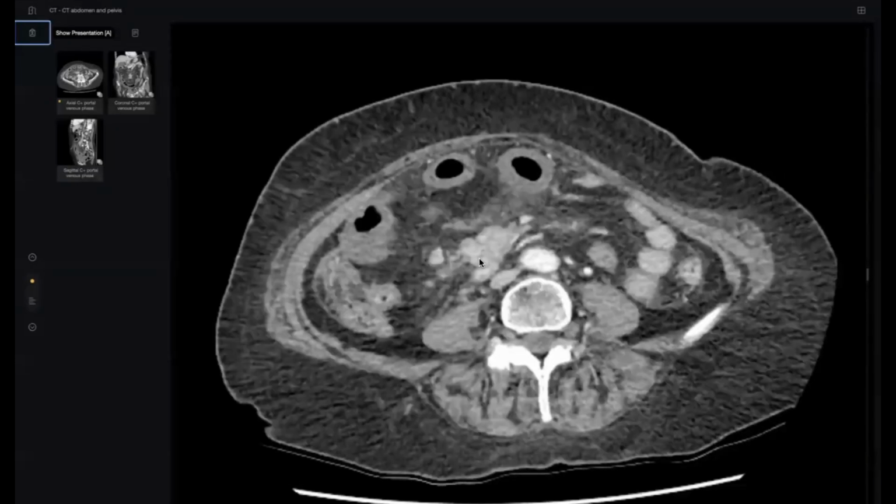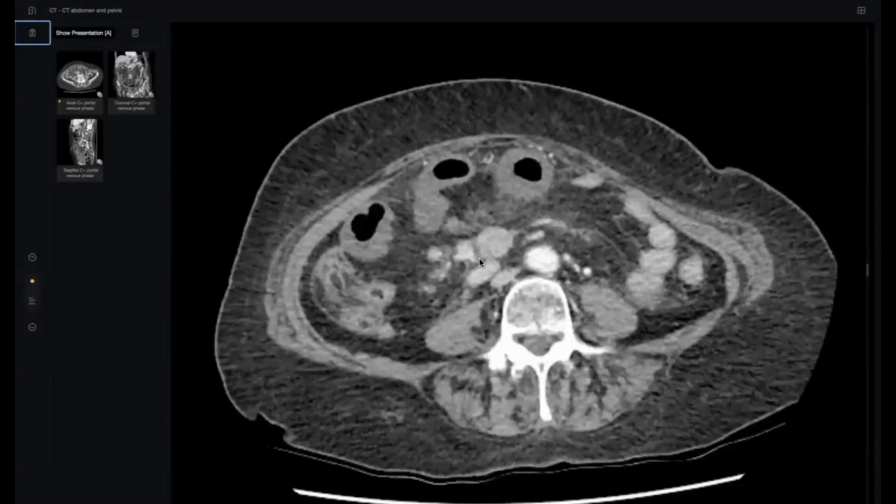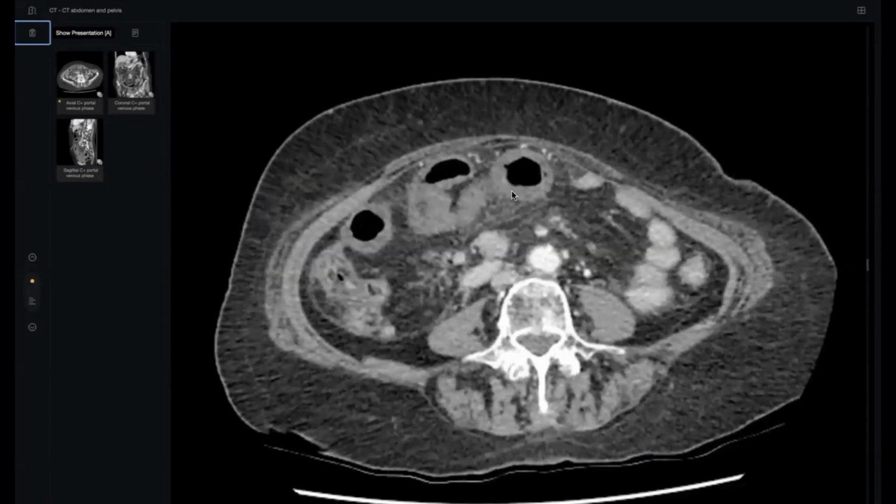Sir, I'm thinking of a mesenteric carcinoid deposit with tethering of the adjacent bowel loop. It is an intensely enhancing mass. Why is this bowel loop abnormal?